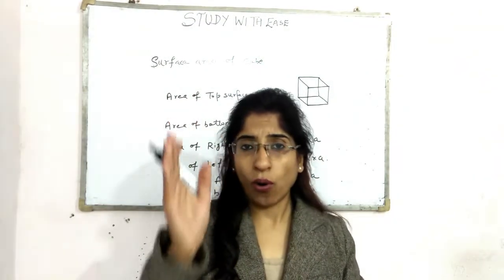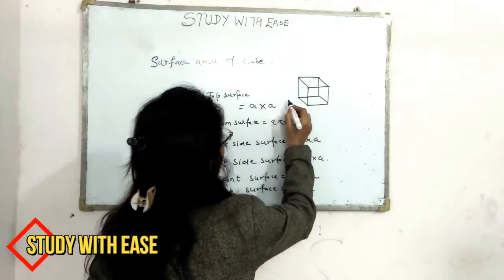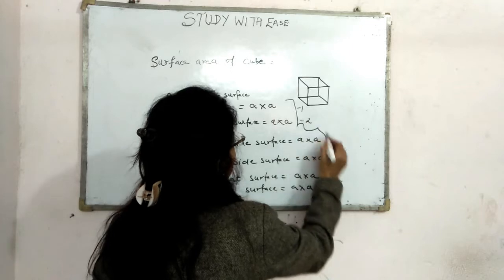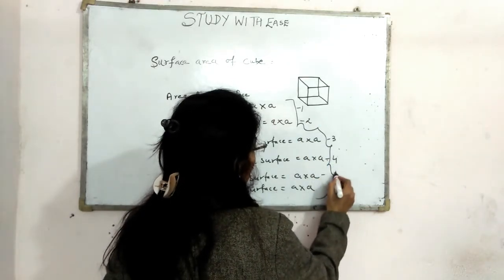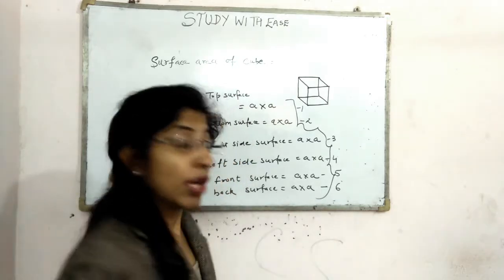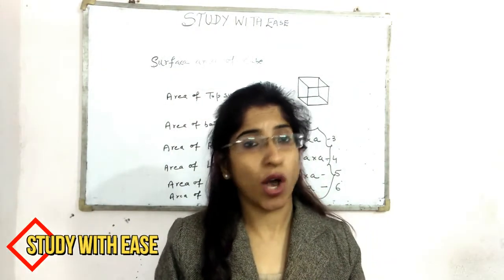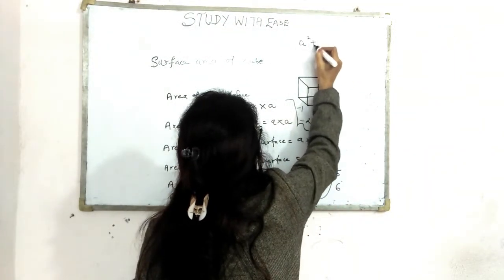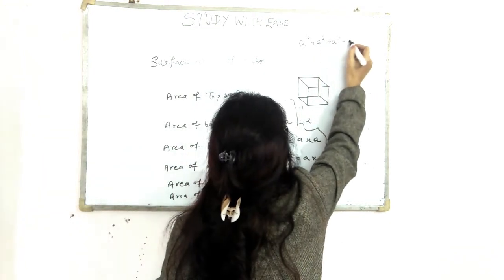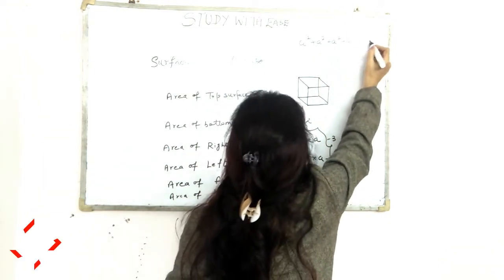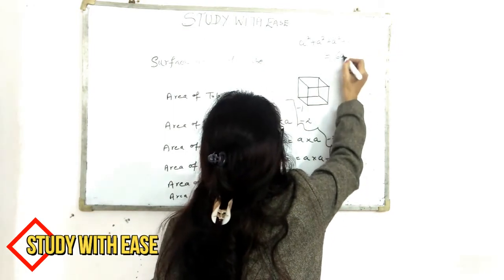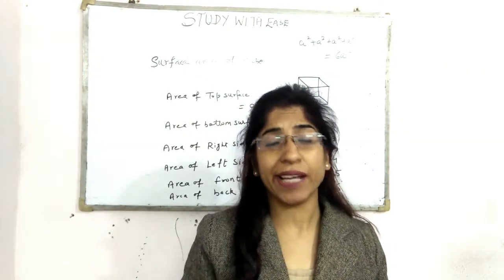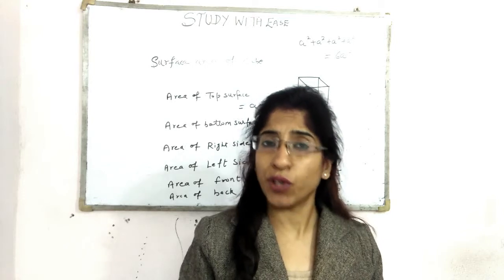So if we join all these surfaces, as we are mentioning here, first, second, third, fourth, fifth and sixth, we will get the total surface area of cube. It will be a square plus a square plus a square plus a square plus a square plus a square. So that will be 6a square. So in this way, we can easily find the total surface area of cube.